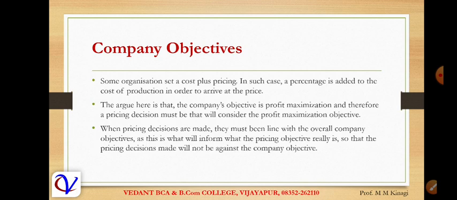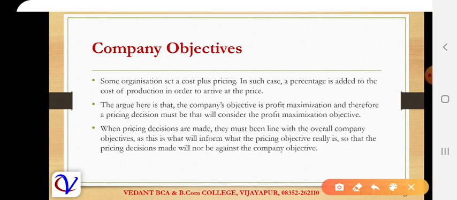Then the main thing is that there's a profit. So these are the main objectives the companies will have. If we talk about presentation points, then some organizations set cost plus pricing.